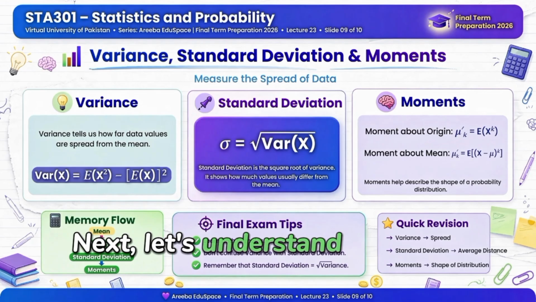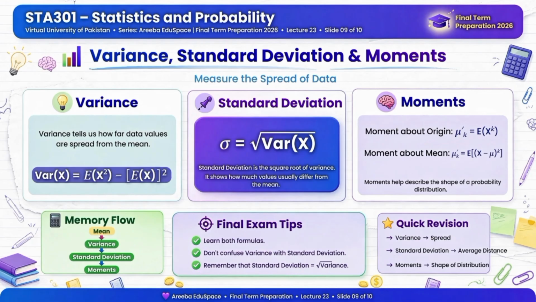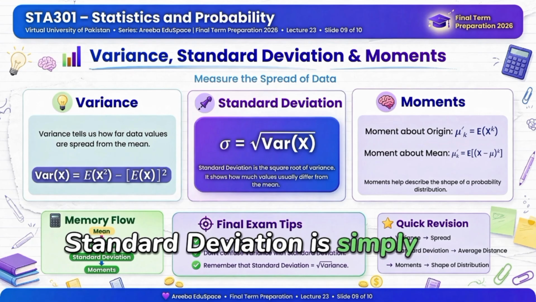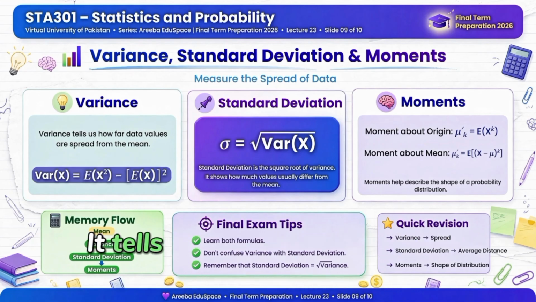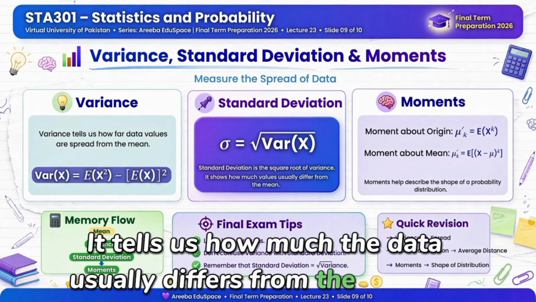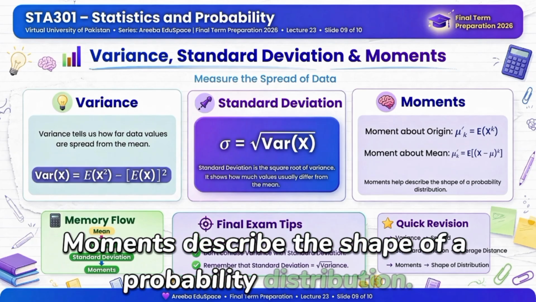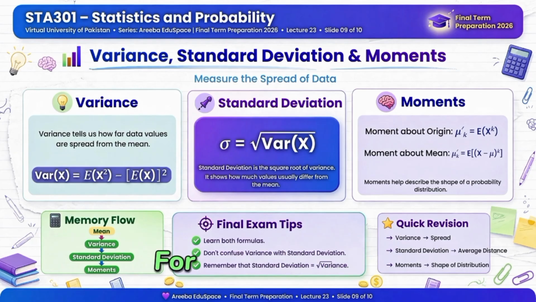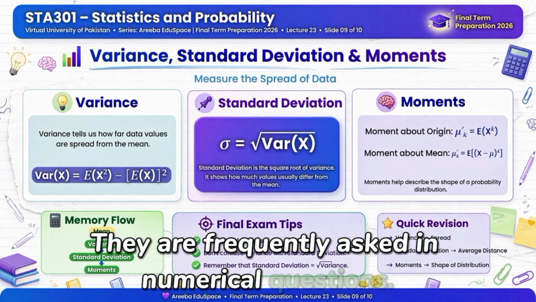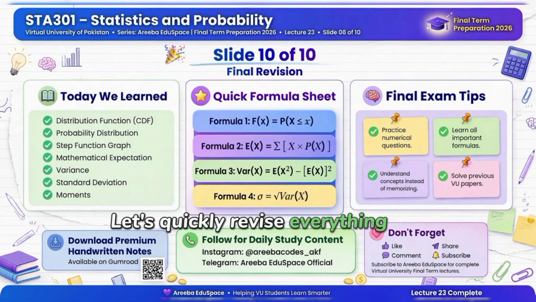Next, let's understand variance and standard deviation. Variance tells us how spread out the data is from the mean. Its formula is Var(X) equals E(X squared) minus [E(X)] squared. Standard deviation is simply the square root of variance. It tells us how much the data usually differs from the average. Finally, moments describe the shape of a probability distribution. For the final exam, remember these formulas carefully. They are frequently asked in numerical questions. Let's quickly revise everything we learned today.